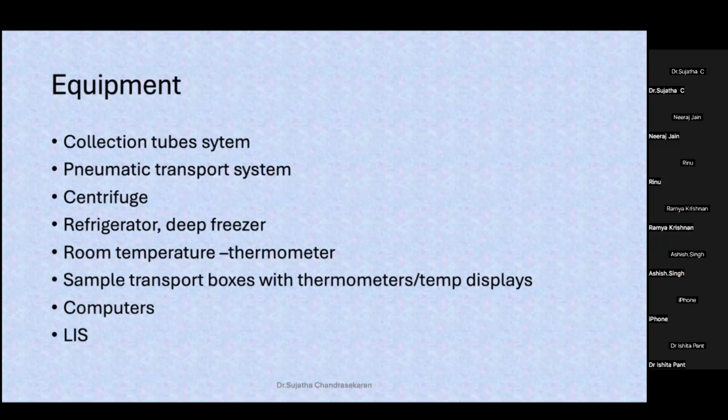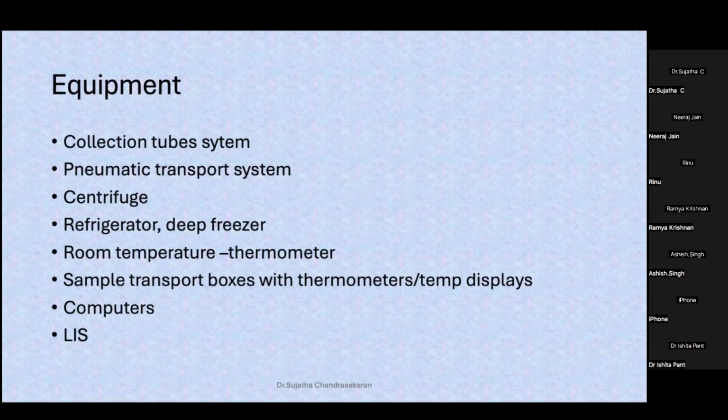Then sample transport boxes. Sample transport boxes may come with an inbuilt thermometer and a digital display, or the lab may put in a thermometer, or the lab may use a data logger for monitoring the temperature throughout, or the lab may also use single-use temperature stickers which will indicate whenever the desirable temperature limit has been exceeded. So all the options are there for transport boxes, and the transport boxes also have to be validated. Suppose you maintain 2 to 8. How many ice packs?